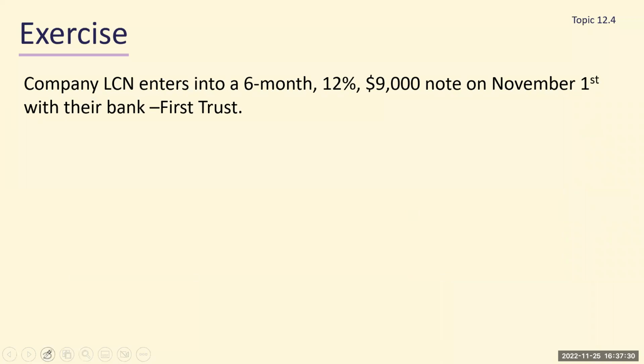Here we have a company, LCN. They enter into a 6-month, 12%, 9,000 note. So the 9,000 is your principal. The 12% is your annual percentage rate. And this is the life of the note. This is the date the note is created.